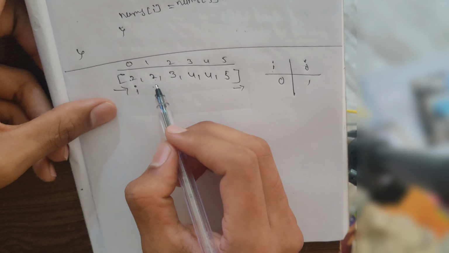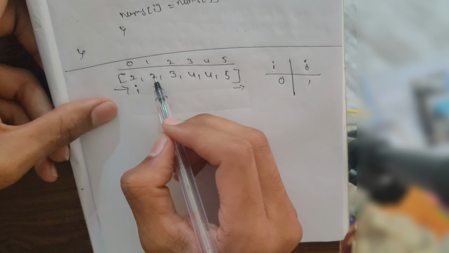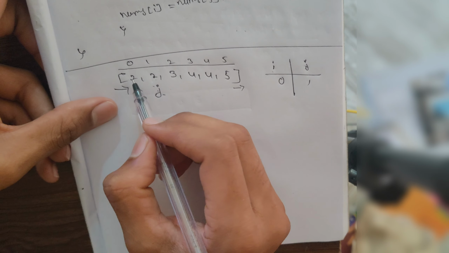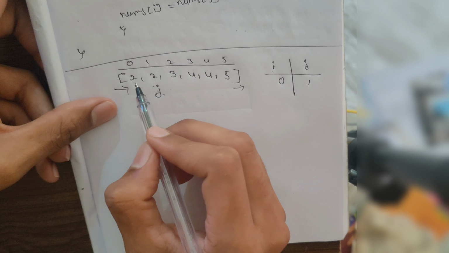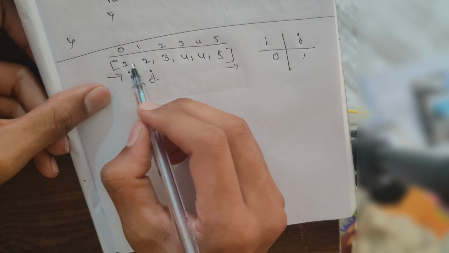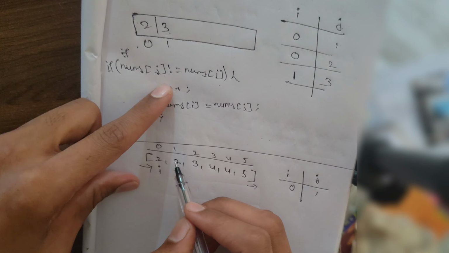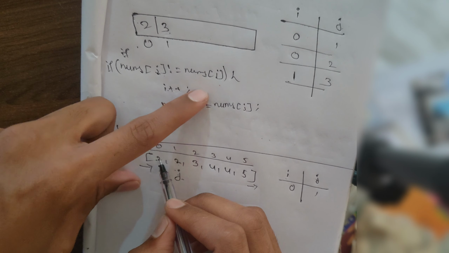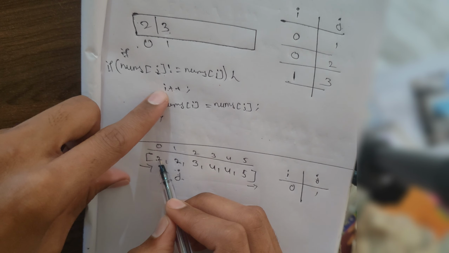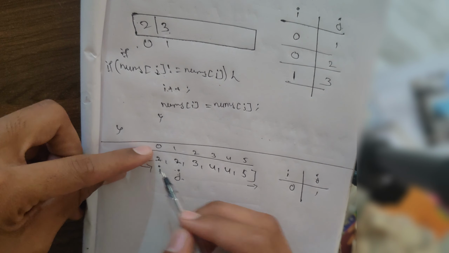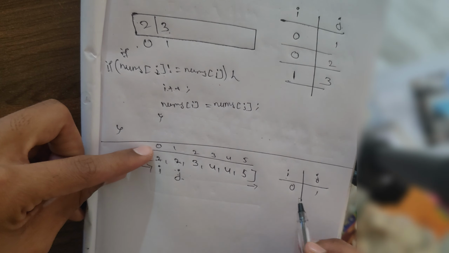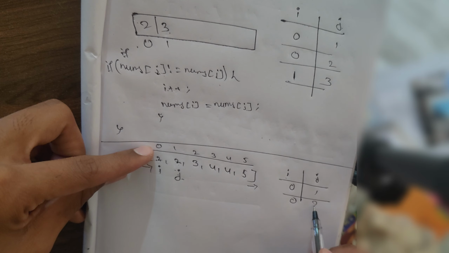Is it clear? Let us see whether the value which is present at nums of j and the value which is present at nums of I are equal or not. So if both of them are equal, right? In this case, 2 is equal to 2, so we won't get into this if condition. So the I value remains 0 and the j value gets incremented. So now the I value is 0 and the j value will be 2.